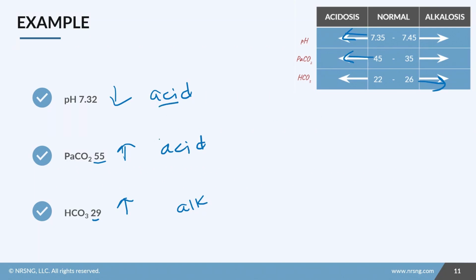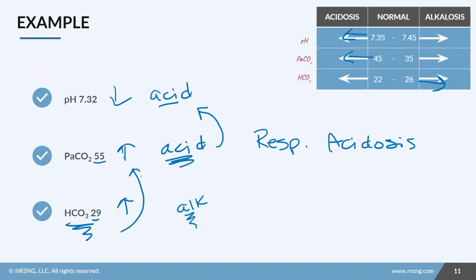Well, if my pH is showing acidosis and my CO2 is showing acidosis, I can reasonably assume that my CO2 is causing the problem. Therefore, this is a respiratory acidosis. Now we can move on to step three. Is there compensation? Well, again, the first indication of compensation is that the PaCO2 and the bicarb are both abnormal and showing opposite conditions. Do we see that here? Yes, the CO2 is high, showing acidosis. The bicarb is high, showing alkalosis.